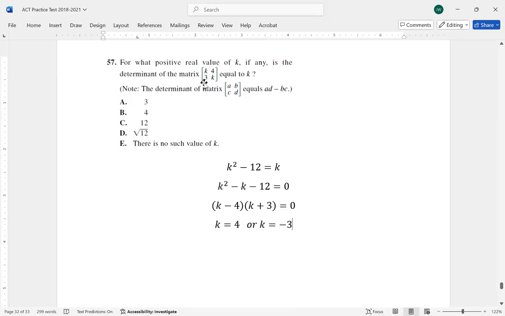Now, notice what our question is saying. For what positive real value of k is the determinant that way? The only positive number is when k is equal to 4. So the only positive real number is when k is equal to 4, and that means the answer to question 57 is option B, which is 4.